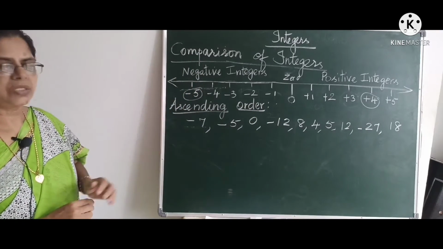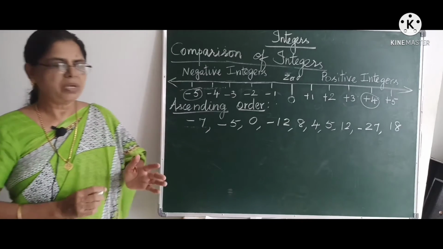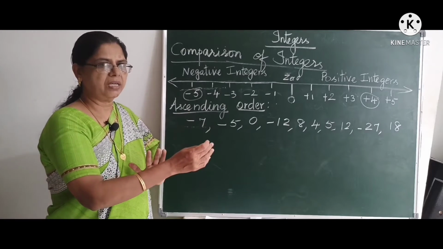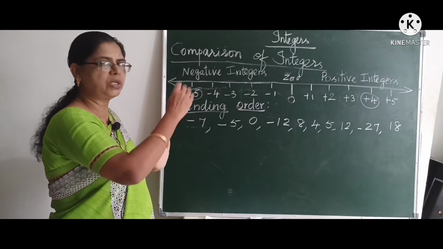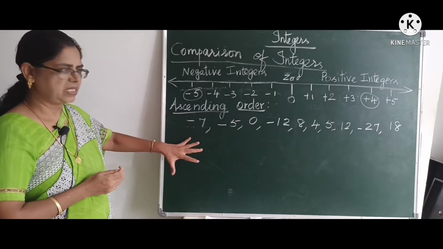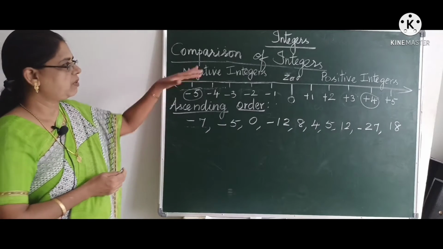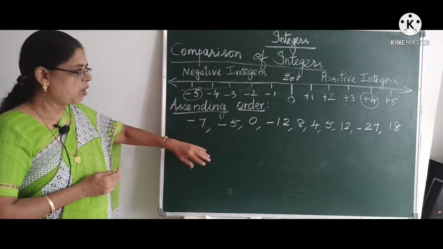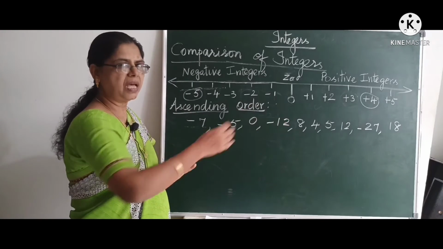So, children, you are asked to arrange these integers in ascending order. How will you arrange the numbers in ascending order? When you arrange the numbers in ascending order, always put the number from the smallest one to biggest one. If you observe these numbers, there are some negative integers, 0 and positive integers. We have already learned the rule. The negative integers are smaller than 0 and all the positive integers are bigger than 0.